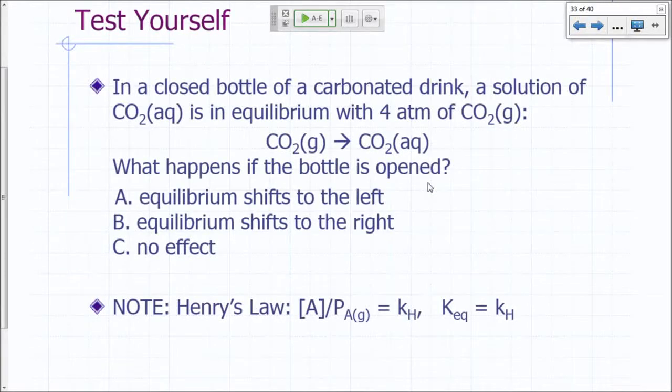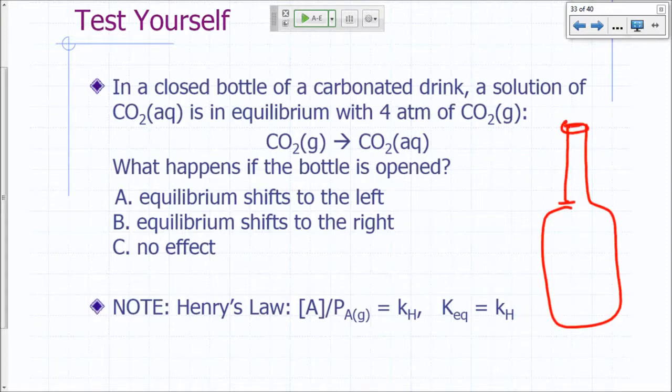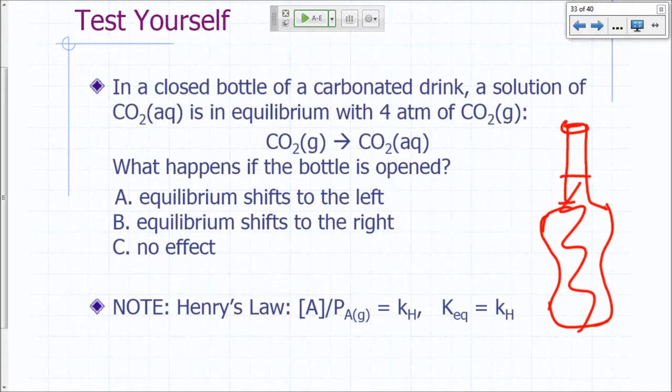Okay, here, a closed bottle of a carbonated drink. Okay, so here's your soda. Let's make this Coca-Cola. So, what's the shape of a Coke bottle? Like that. All right. They don't come in those bottles anymore, huh?